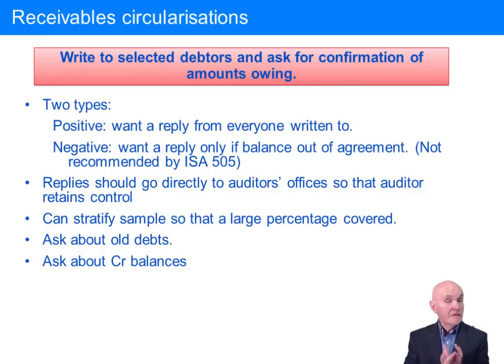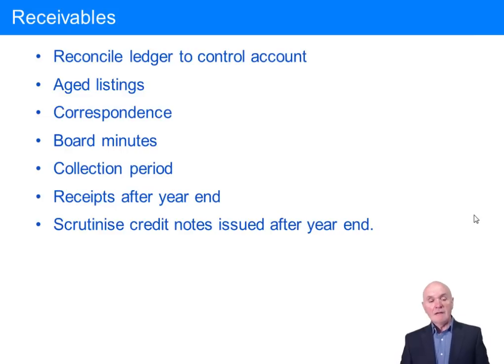It's third-party evidence. It's coming from the client's customers. It is written evidence. It is directly received by the auditor. It's got a lot of good stuff going for it. What else do we do to verify our receivables? And this is really a list of pretty much what you do.